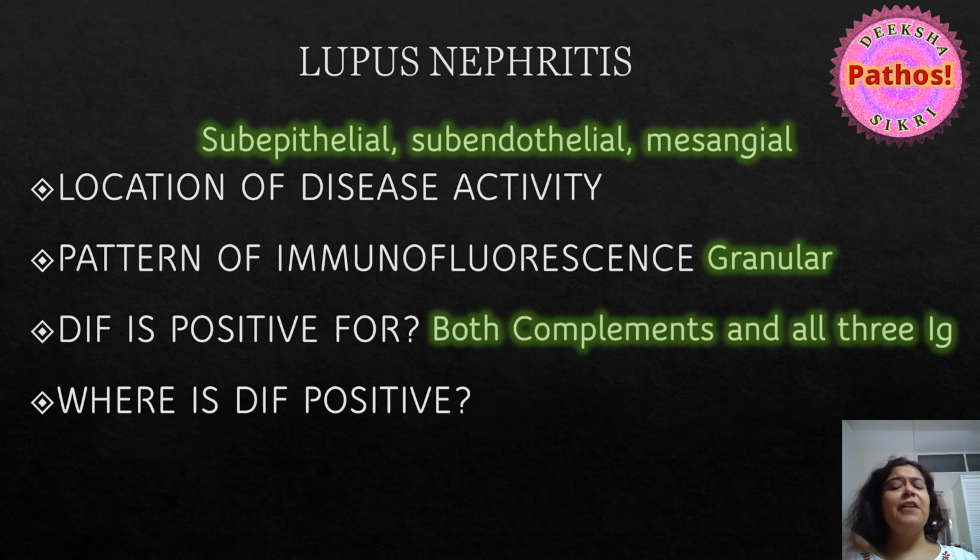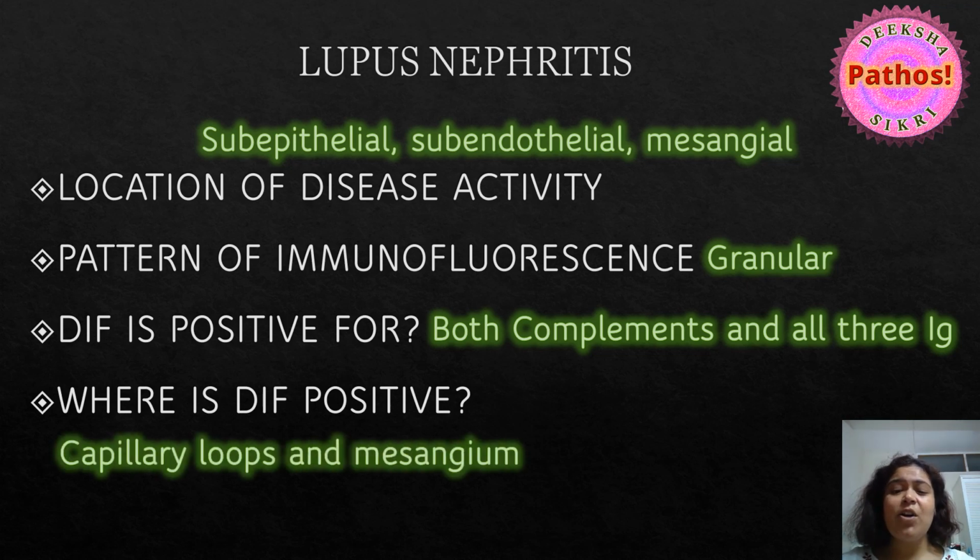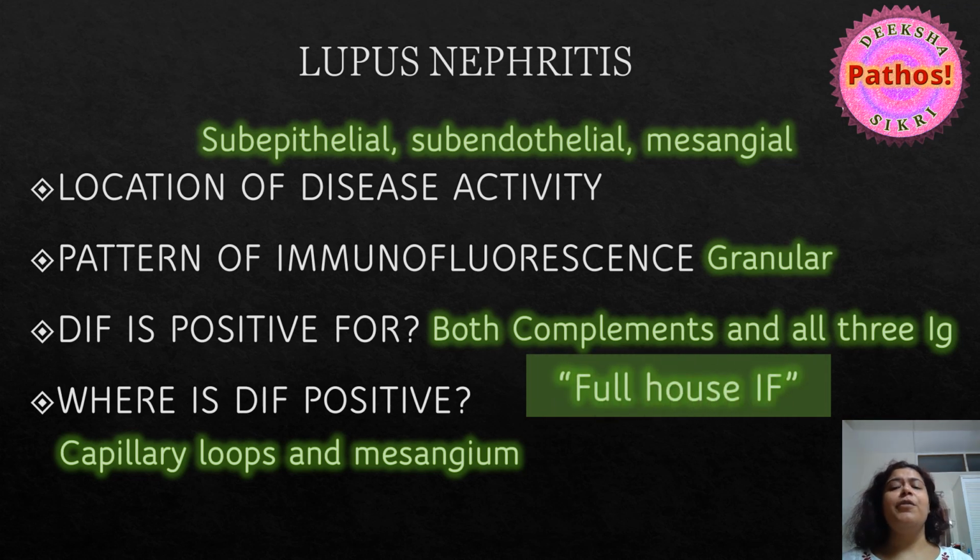DIF would be positive for everything, both the complements and all three immunoglobulins. So when you do a panel, you will see greenness everywhere. You know what's that called? It's called full house immunofluorescence. Everything is positive, so that's a full house immunofluorescence. And where is the DIF positive? In the capillary loops and in the mesangium.